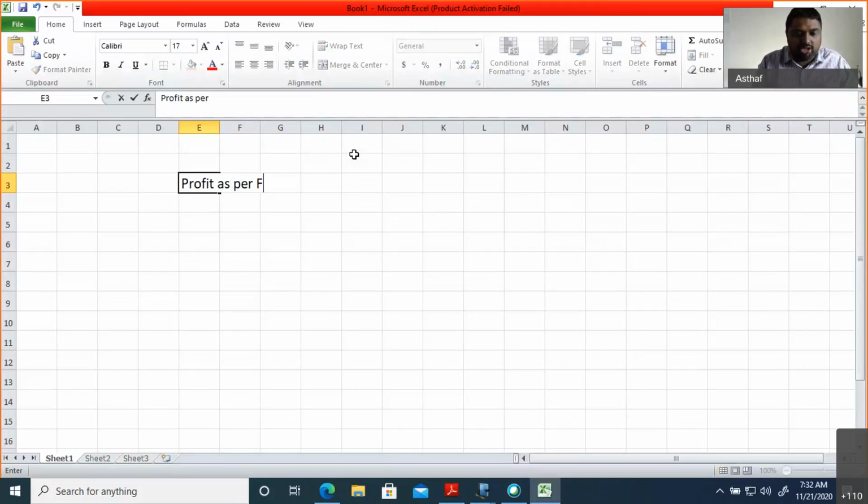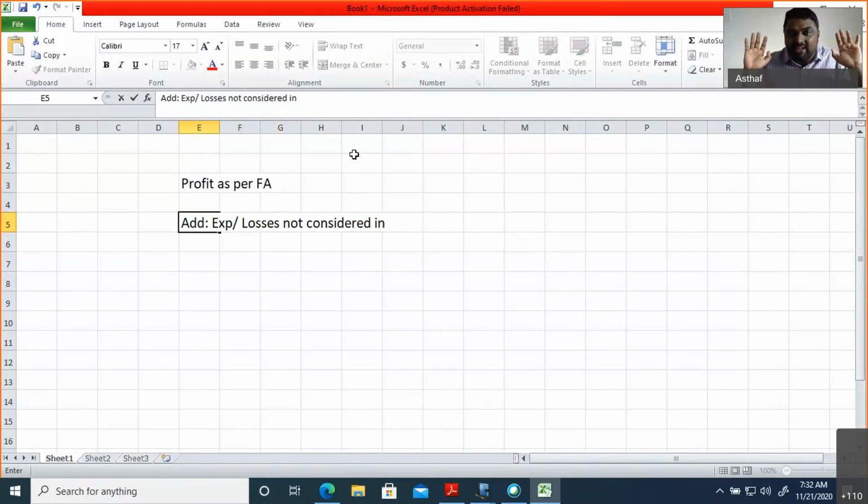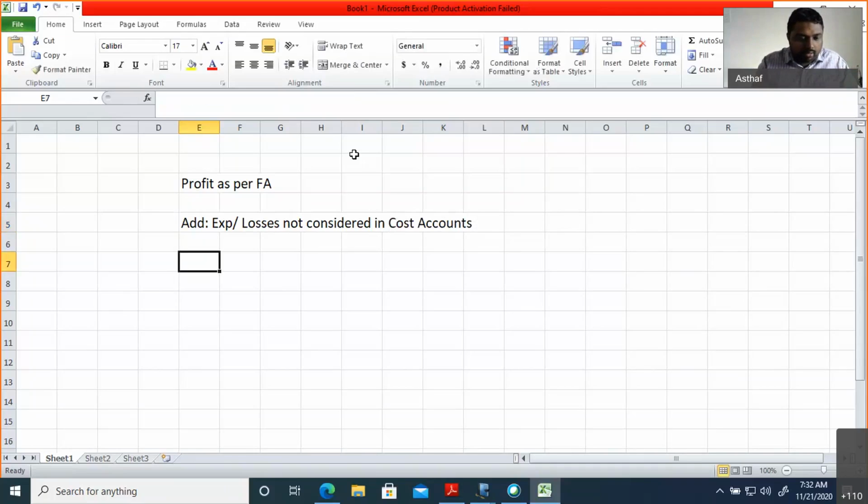Profit as per financial accounts. Here, we have already discussed what all the items will come. Expenses or losses not considered in cost accounts, because the item which will increase the cost profit will be added. Very simple. Items which will increase the cost profit will be added. So expenses or losses not considered in cost accounts.